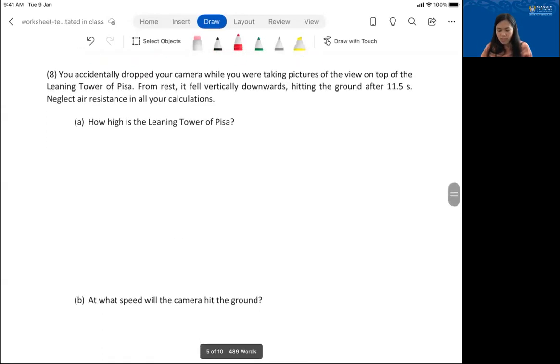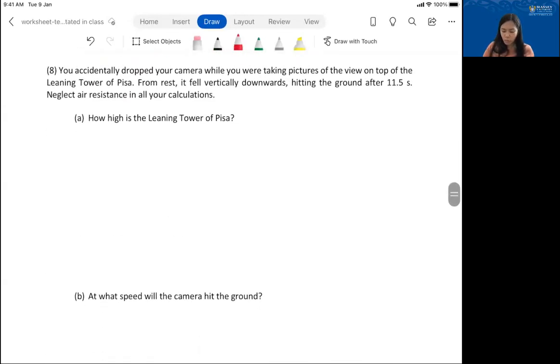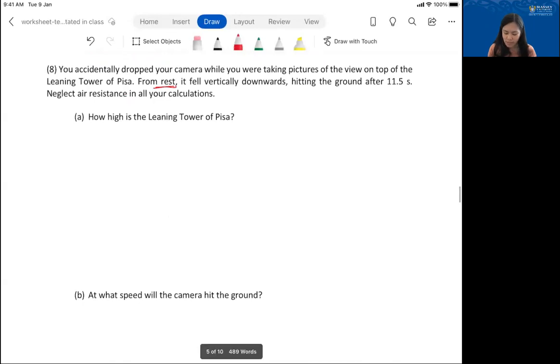Okay, next question is a free fall question, and you will see why later on. So you accidentally drop your camera while taking pictures on top of the Leaning Tower of Pisa, sorry, and from rest. So again, keyword there, from rest, it falls vertically downwards, hitting the ground after 11.5 seconds. And it says neglect air resistance in your calculations. So whenever you see air resistance is neglected, that's when you know that it's a free fall problem.